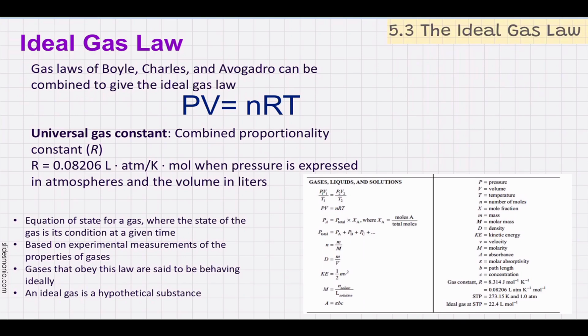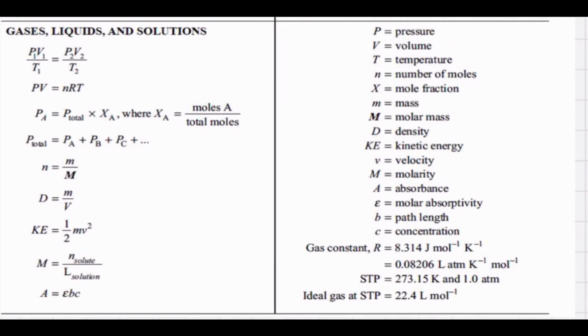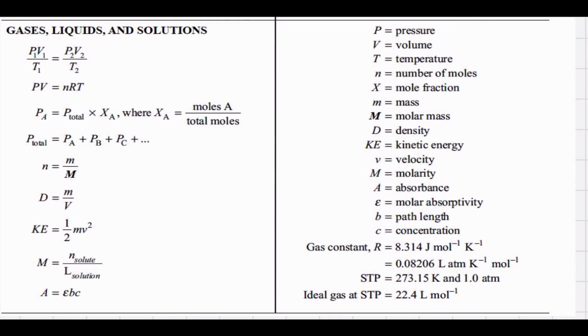The R value is on our equation sheet. You can see that we're going to be using this R, and the unit of R is liters atmosphere over Kelvin mole. That's telling me that my pressure needs to be in atm, my volume has to be in liters, and my temperature is always in Kelvin.